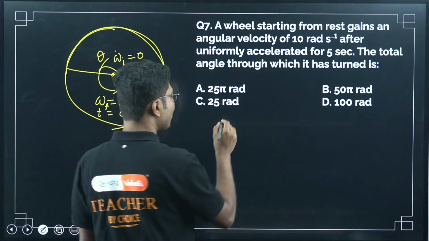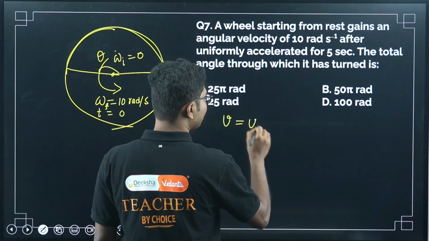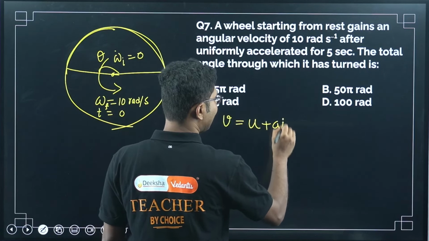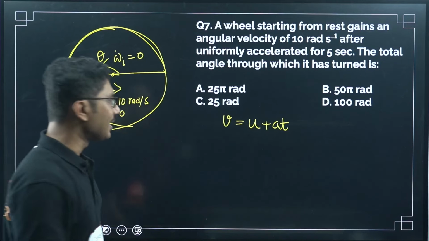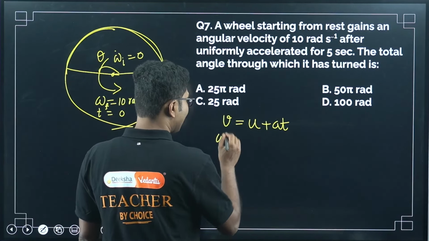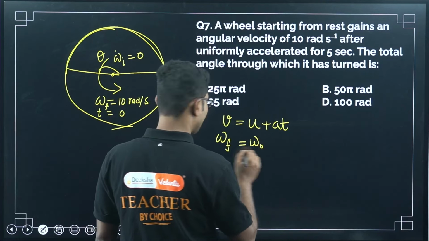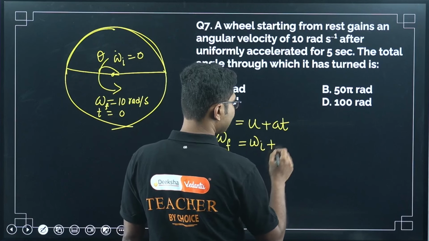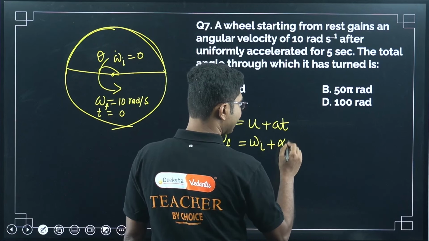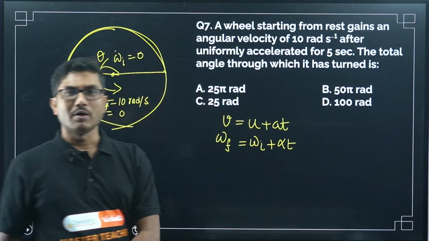In case of linear motion, final velocity is given by initial velocity plus acceleration times t. You know this equation, right? v is equal to u plus at. So instead of that, in case of angular motion, omega f equals omega initial plus alpha t. The symbols are different. You don't need to remember the symbols if you know what is the value.